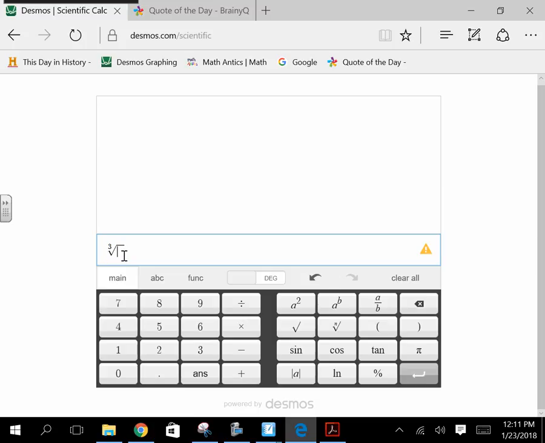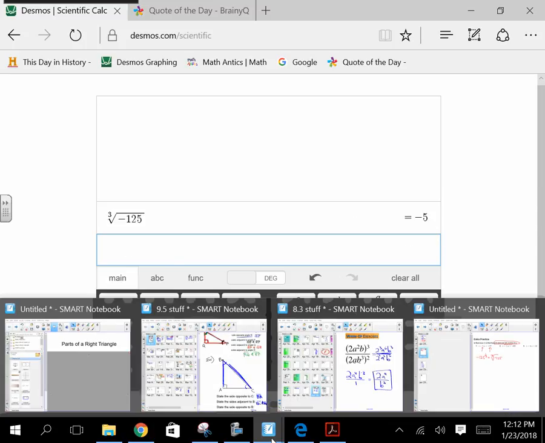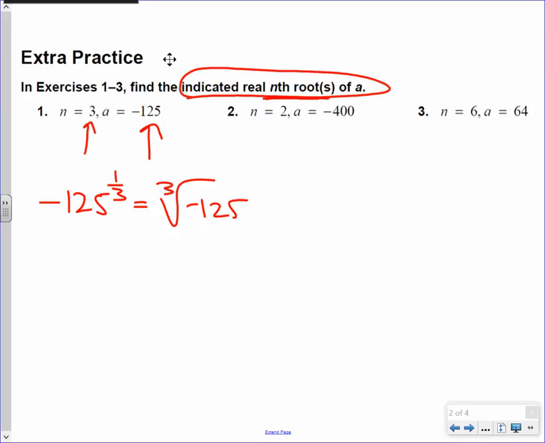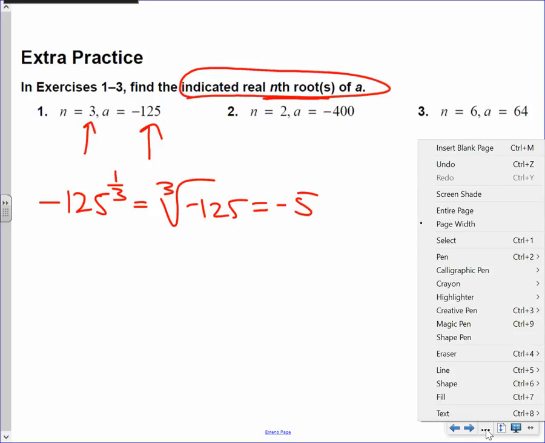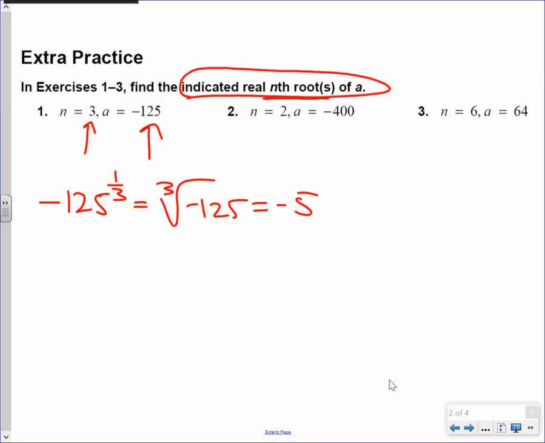What are we going to put in there? Awesome. Hit negative 125. Hit enter. It's negative 5. Go ahead and write down in your notes that it becomes negative 5. Was that easy or what? Telling you. All right, Gonzalez, set up number 2 for me. You're going to get number 3 for me, Morales, so you can be working on that one for now.